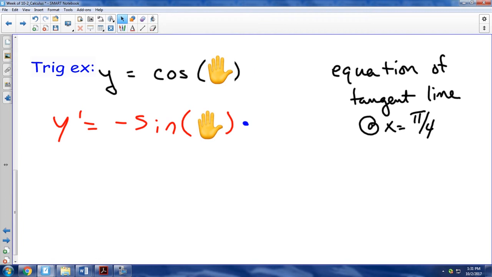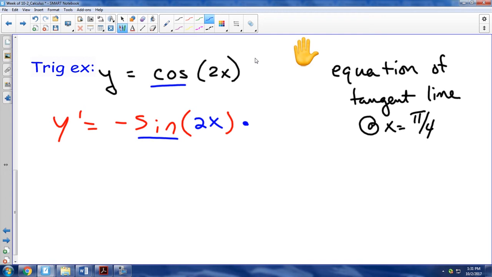Well, here's the thing. I'm really just covering it up to make your life better. But in reality, it's 2x. So what goes inside the sine? 2x, yes? So I took the derivative of cosine and made it sine. The derivative of cosine is sine, and now I did nothing to the inside.